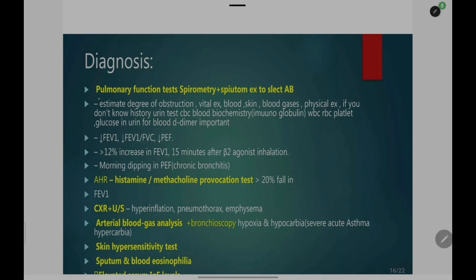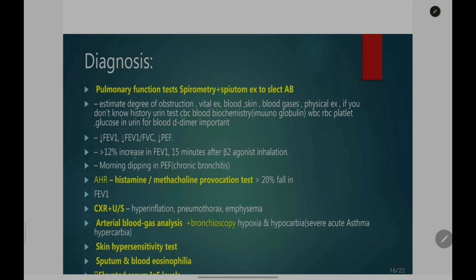Diagnosis: pulmonary function tests, spirometry. Estimate the degree of obstruction, blood, skin, blood gases, physical exercise. If you don't know the history, urine test, CBC, blood biochemistry, WBC, RBC, platelets, glucose in urine, and D-dimer are very important. Decreased FEV1, decreased FEV1/FVC, and decreased PEF.